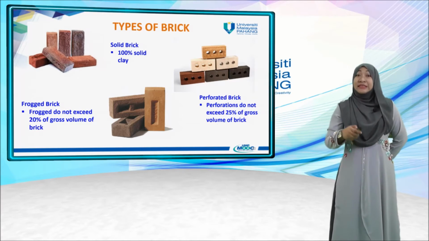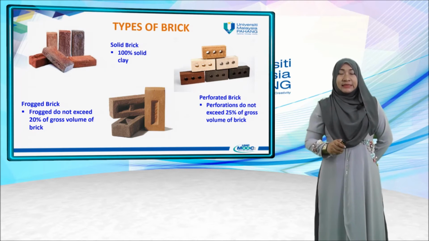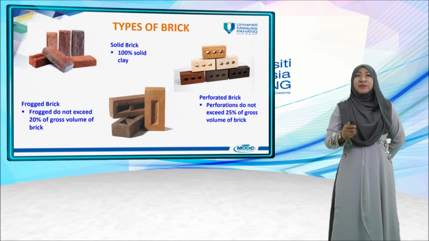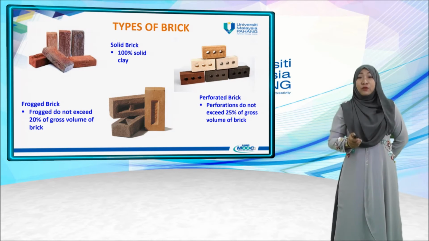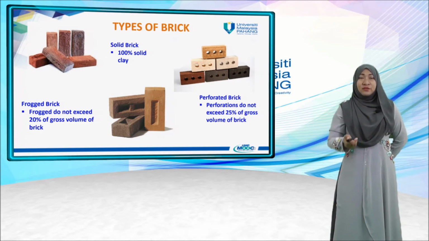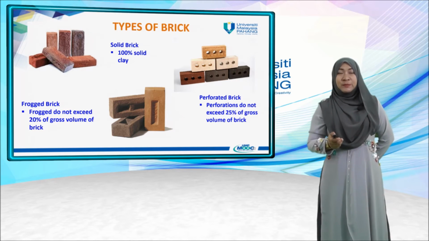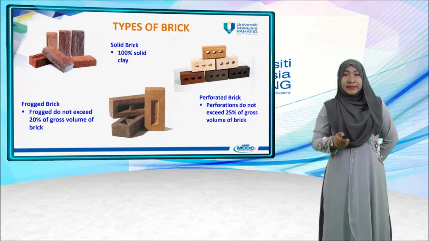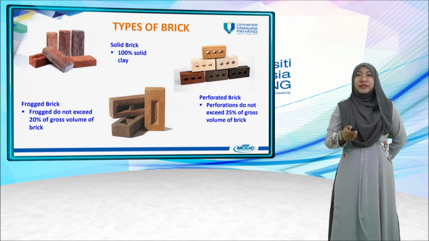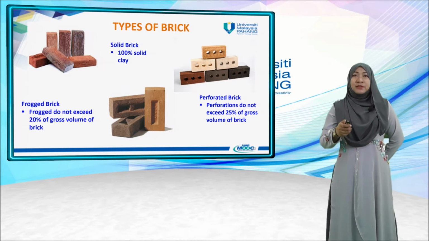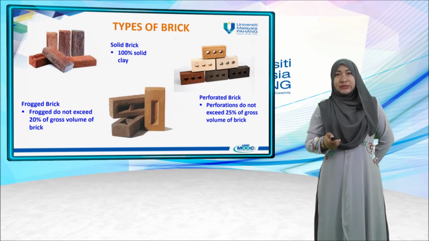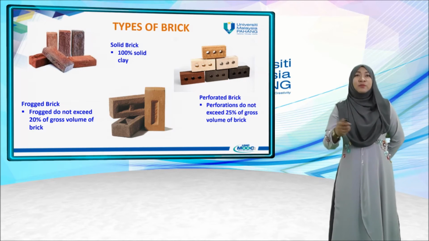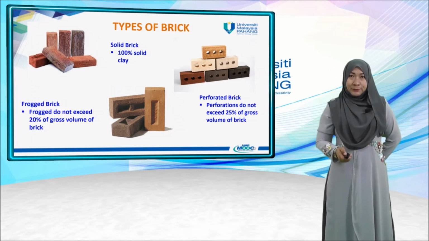So there are three types of brick. Number one is solid brick. Solid brick means 100% solid. And then we have frog brick. Frog brick means the frog does not exceed 20% of the gross volume of the brick. And then we have perforated bricks. Perforations do not exceed 25% of the gross volume of the brick. You can see the types of brick as shown in the photo.